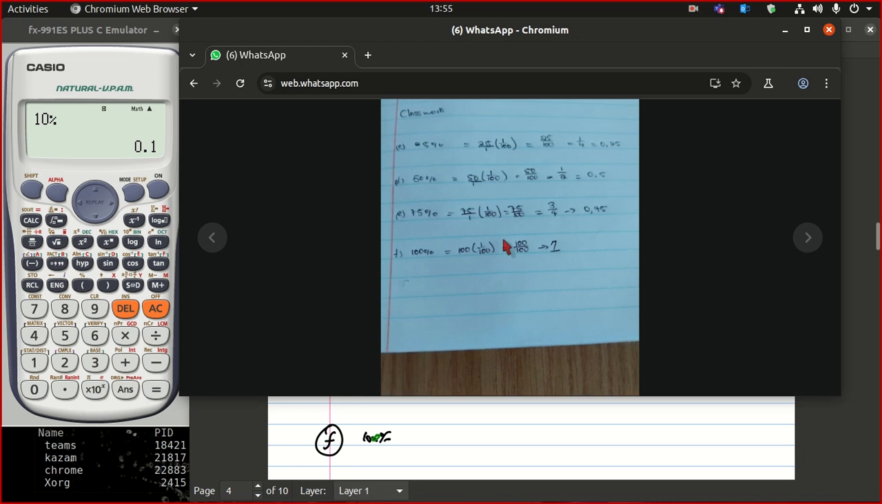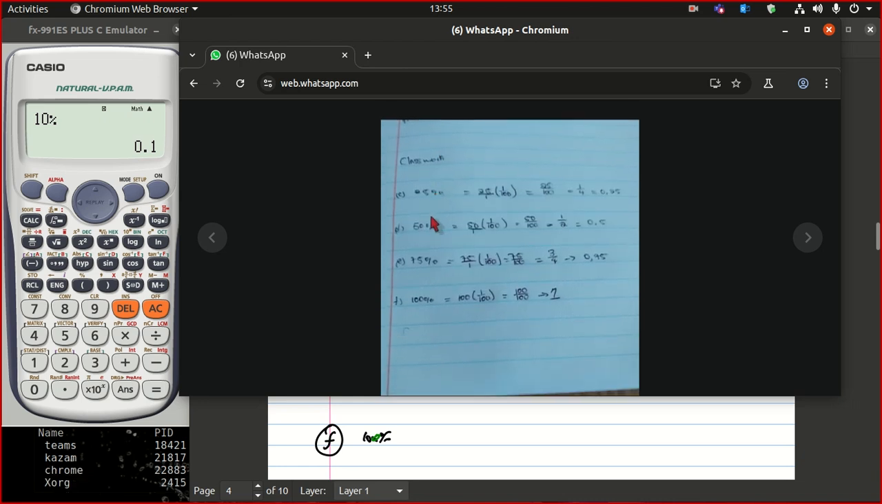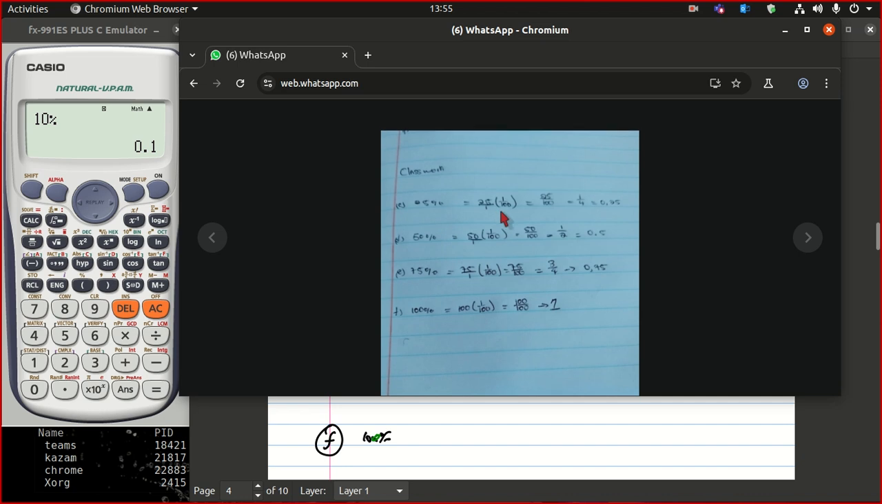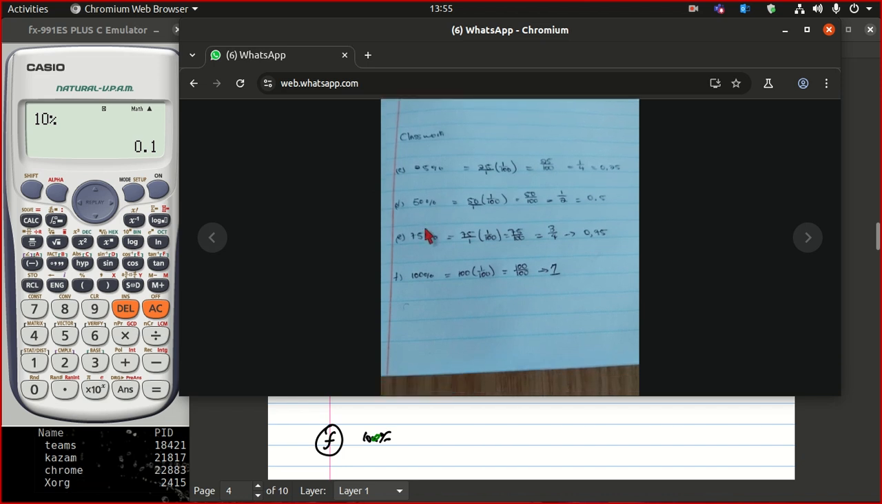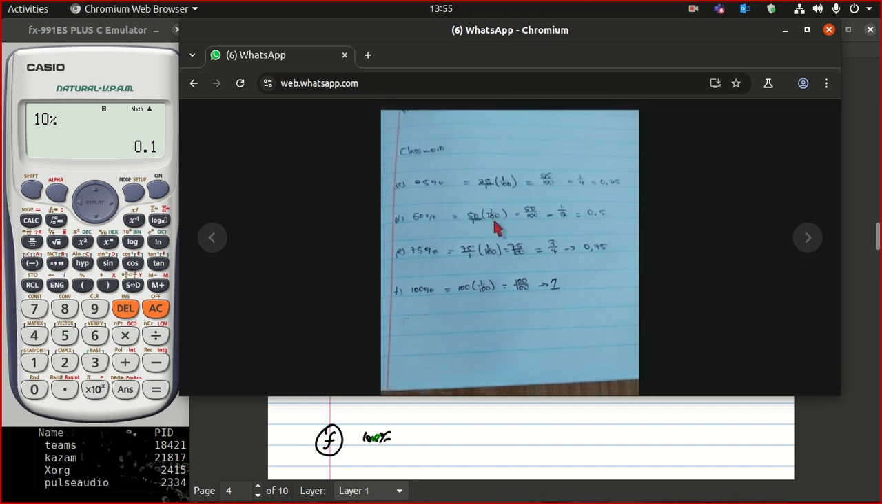Okay, let's look at this one here. So 25%, you are saying it is the same as that, which is that, which is that. And also 50%, you said that is 50 times 1 over 100.